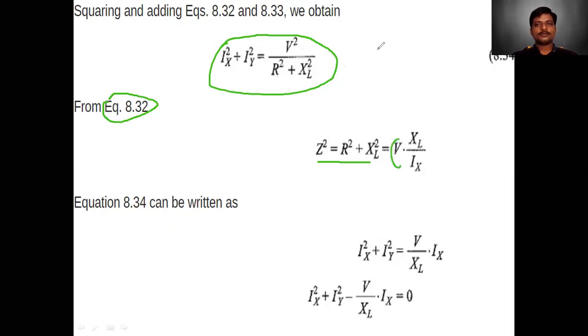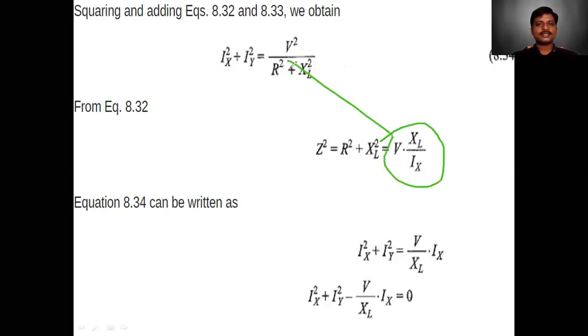Okay. So now if you substitute this value in this equation, then we will get this one: Ix square plus Iy square equal to V by XL into Ix. So this is nothing but an equation of a circle. When we simplify this, we will get an equation of a circle.